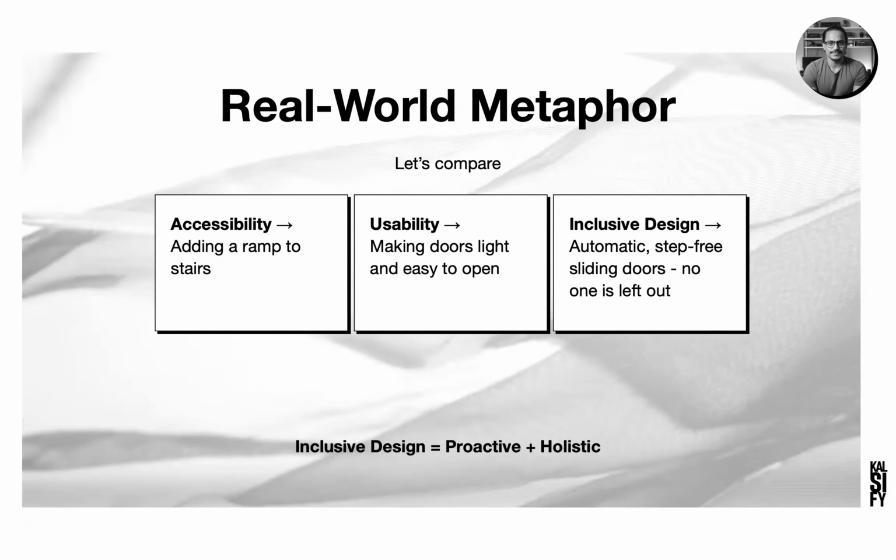Imagine a building entrance. With usability, we make sure the doors are easy to open. With accessibility, if there are stairs, we add a ramp for wheelchair users. But with inclusive design, we skip all that and go with a step free entrance and automatic sliding doors. So no one has to ask for extra help. Everyone just walks in. That's the power of inclusive design. When we think inclusively from the start, we avoid those fix it later moments. And best of all, it works better for everyone, every time.